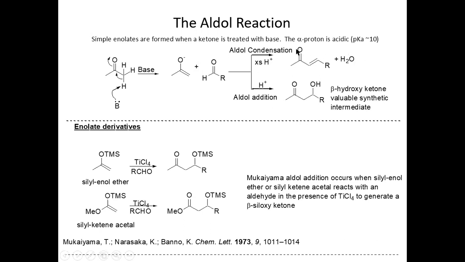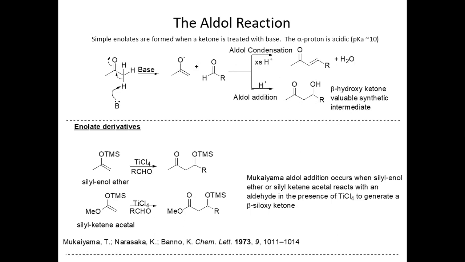So we did aldol condensation, but the chirality comes in when you do the aldol addition, right, where it doesn't condense, but you make a beta hydroxy ketone. And those are really important synthetic intermediates, because you can do a lot with both of those functional groups, with the alcohol or the ketone.